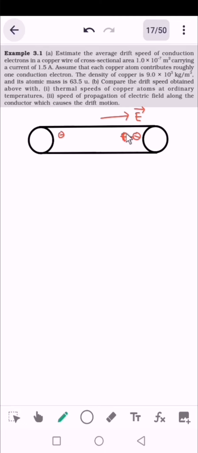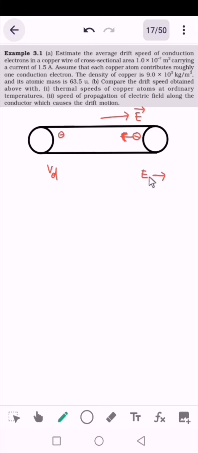The electrons will not be moving with a constant speed, but with an average speed called drift speed, and we are indicating this drift speed as vd. So the electrons will be moving in a direction just opposite to the direction of electric field, and as we know, electric field is in the direction of decreasing potential.